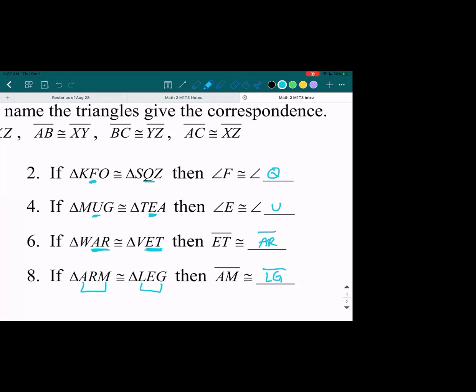Pretty sure we're lagging pretty badly here. We have to make a copy of this, huh? Oh, we have to copy. Oh, yeah, if you're doing this on a separate piece of paper, it would help you to copy it.